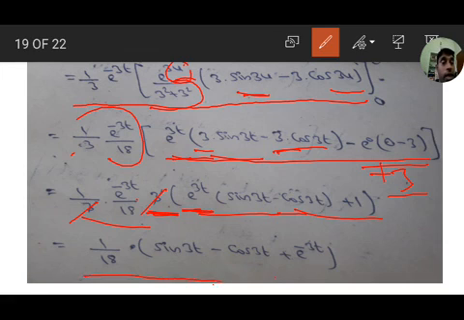So 1 by 18 into sin 3t minus cos 3t plus e to the power of minus 3t. If you multiply, e to the power of 0 and e to the power of 1 into e to the power of minus 3t, we get minus e to the power of minus 3t. Okay, it is the answer.